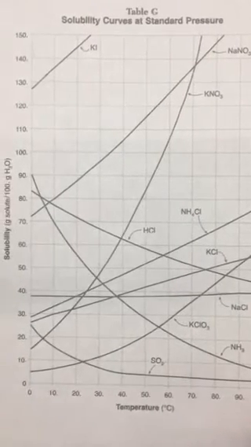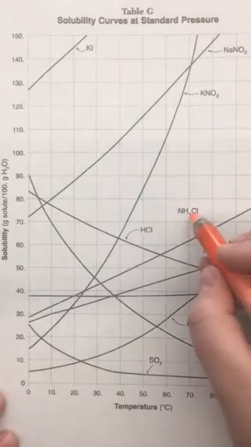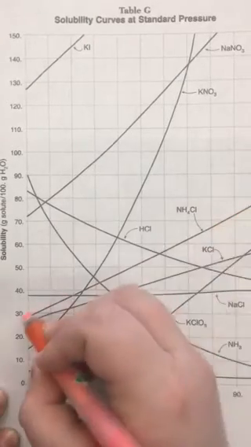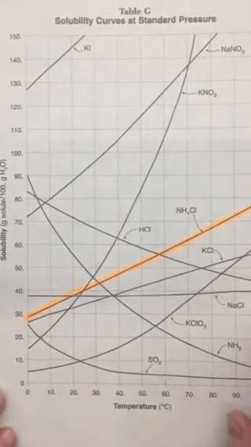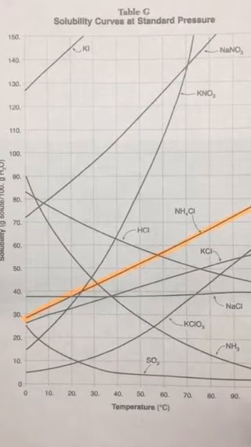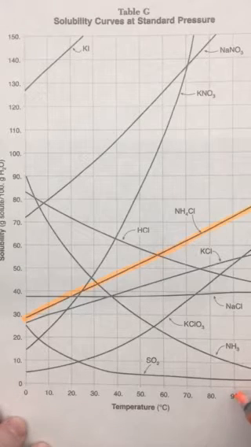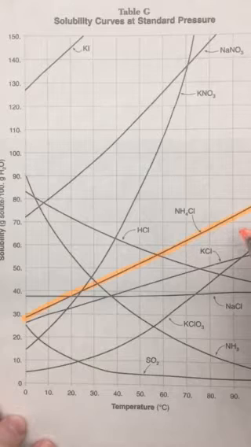Now there are a lot of lines on these graphs, so it's very important to make sure that you're looking at the correct line. So let's start off looking at NH4Cl, which would be this line right here. So when we're talking about a solution of ammonium chloride, that is the only line on the graph that we care about. So if I had a solution of ammonium chloride at 90 degrees Celsius and I'm dissolving it in 100 grams of water, if I go up to that line, it says that I can dissolve a little over 70, so about 72 grams of ammonium chloride. Again, that's in 100 grams of water.